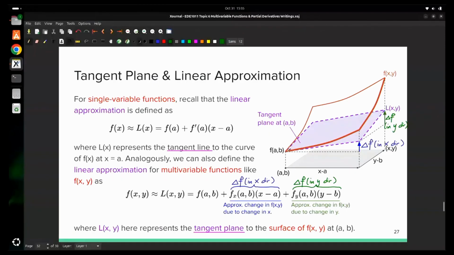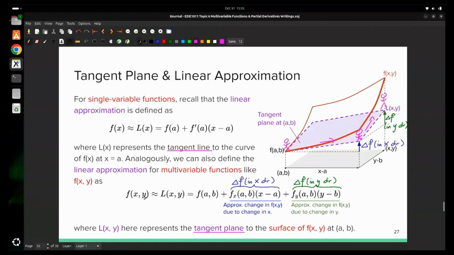Now you walk in the x, then you come to this point. So let's say originally you're here. You walk x minus a in the x direction, then you come to this point. Then you increase in f already. Then after that you continue to walk in the y direction, then you come to this point. So therefore you sum up the delta f in x and the delta f in y to the original height that you are at, right? Then you come to L of xy already. So understand this, okay? So this is the tangent plane approximation, the linear approximation for a function of two variables.